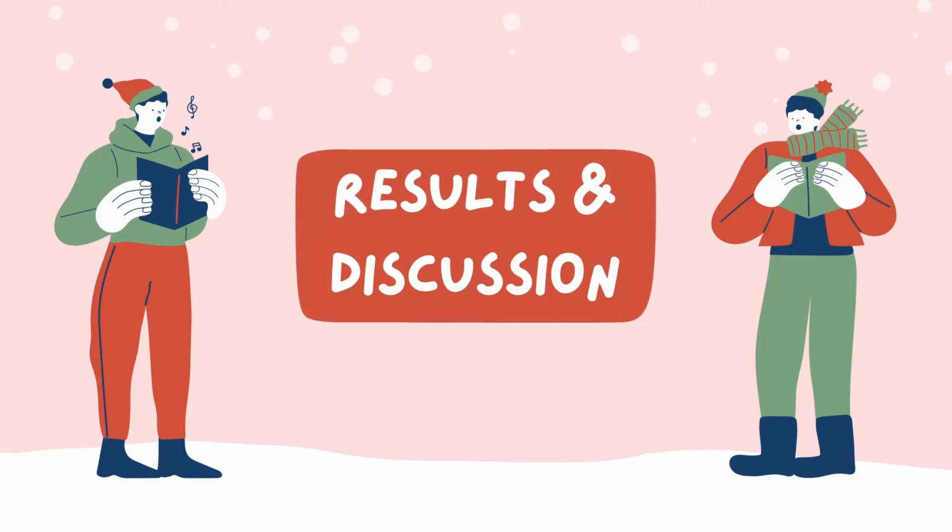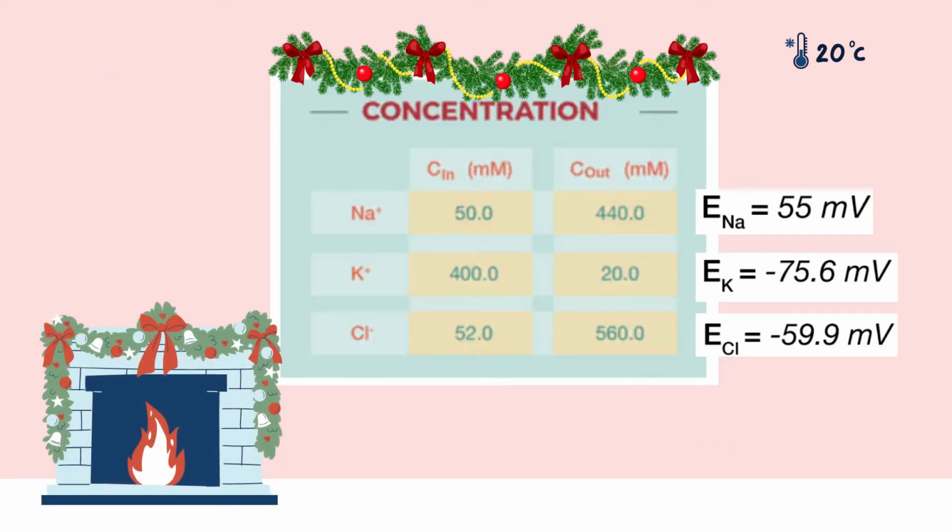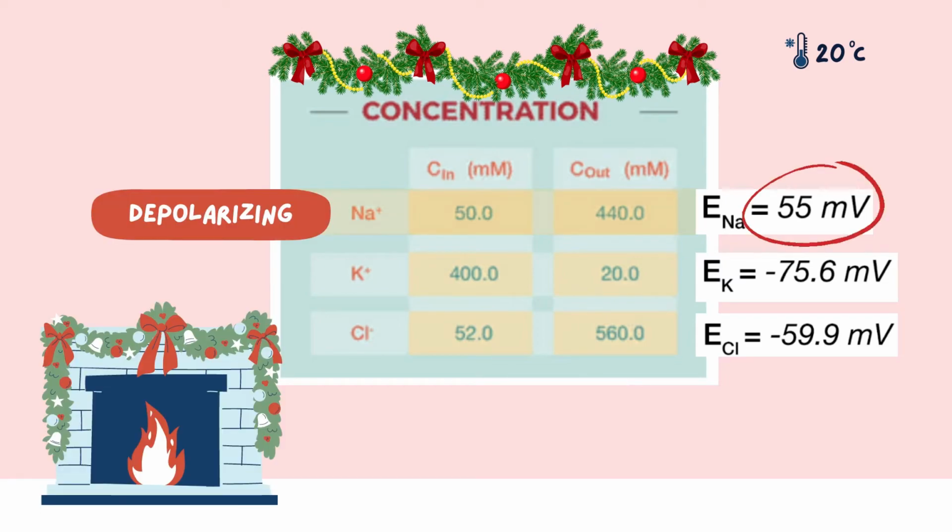Now for our results. In our squid giant axon, the membrane potential for sodium, potassium, and chloride ions at 20 degrees Celsius were each calculated using the Nernst equation. We were given the concentrations of each ion inside the lumen and outside the axon. For sodium, the extracellular concentration is greater than the intracellular concentration.